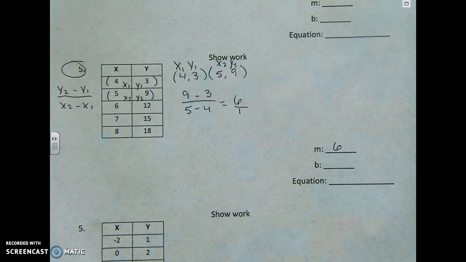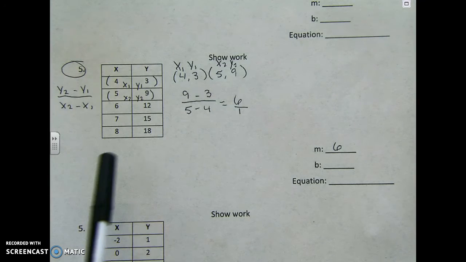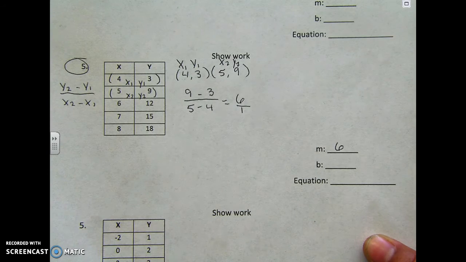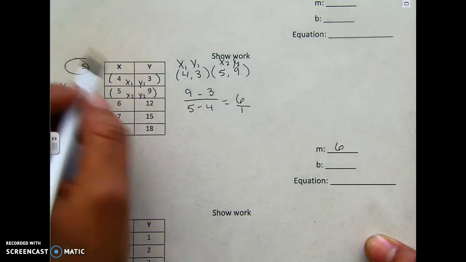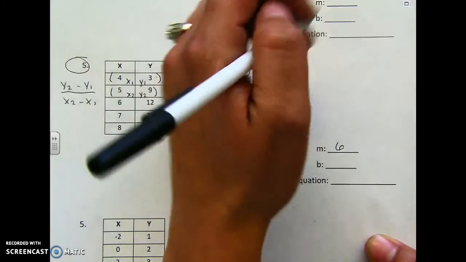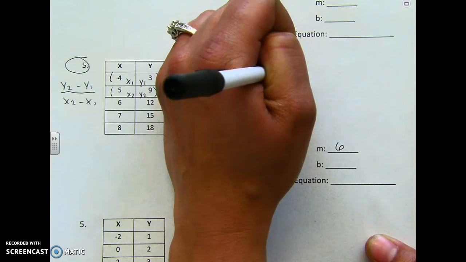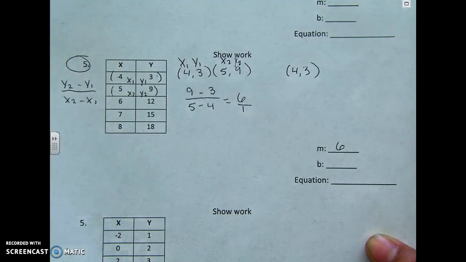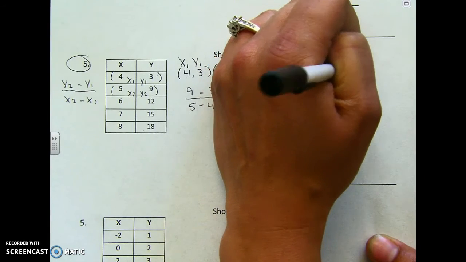Now I got to find my b. If you read your notes, on step 3, you're going to see if it equals 0 on the x. In this case, it doesn't. I don't see where the x value is 0. So now I got to work for it. I'm just going to go ahead and pick one. I'll just pick the first one. I'm going to use my point 4, 3. That means this is one of the points on the line. And I'm going to use my m, which is 6.